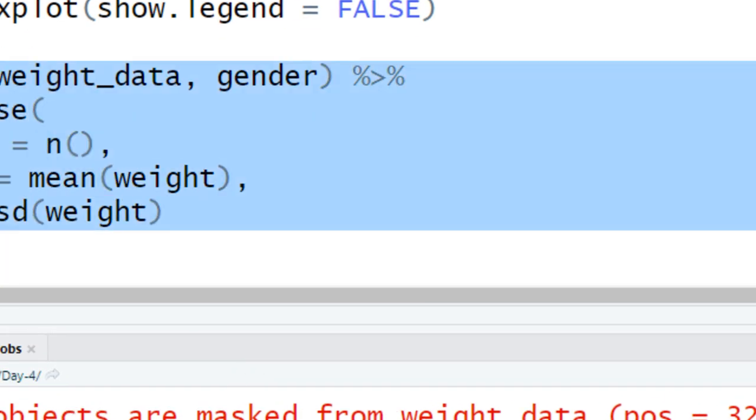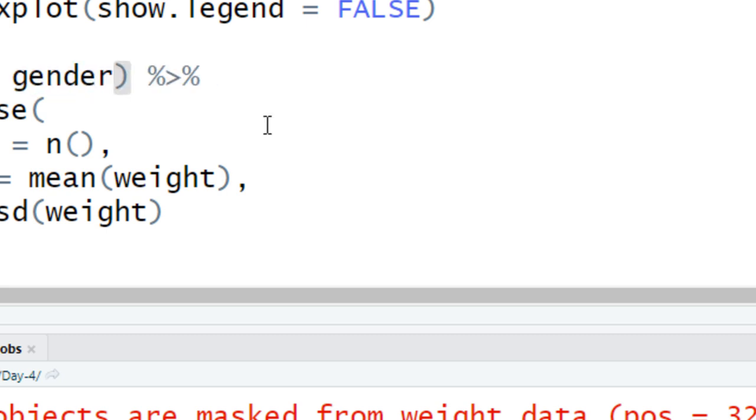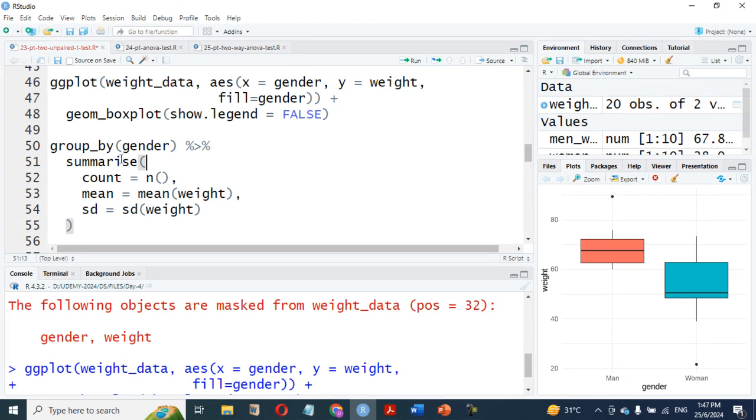So we just say group by weight. We pass in our data set, gender. Now we can remove this because we already attached our data, so you don't need to use that one anymore. If you are not attached, you can do that. Now we have attached, I can just pass my gender straight, summarize, then find the mean.